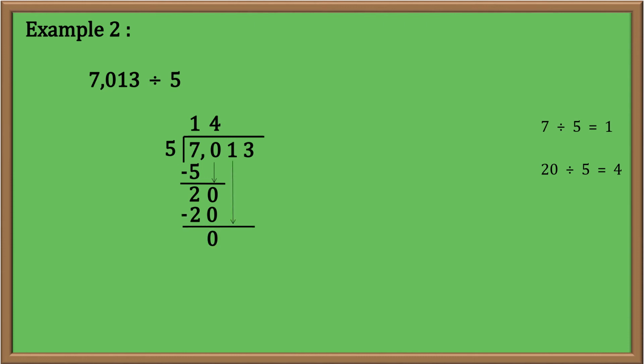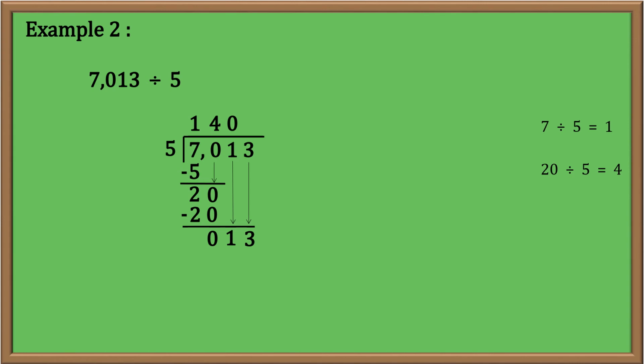Bring down the third digit 1. But is it possible to divide 1 by 5? No, because 1 is smaller than 5. So you put a 0 above 1 and then bring down the last digit 3. Remember, whenever the number to be divided is smaller than the divisor, you must put a 0 in the quotient.